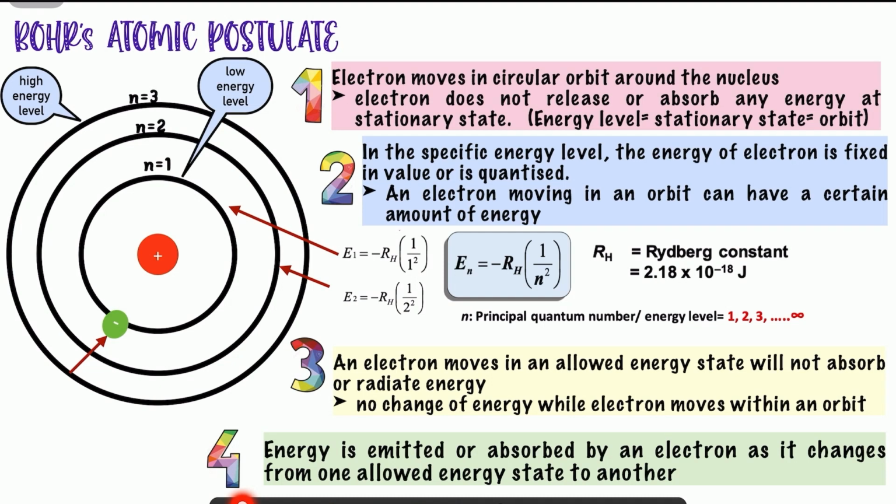Okay, so for the fourth postulate, it states that the transitions of an electron from the different energy level, it will absorb energy or release energy. So emitted means release. So these are 4 postulates that you need to know.